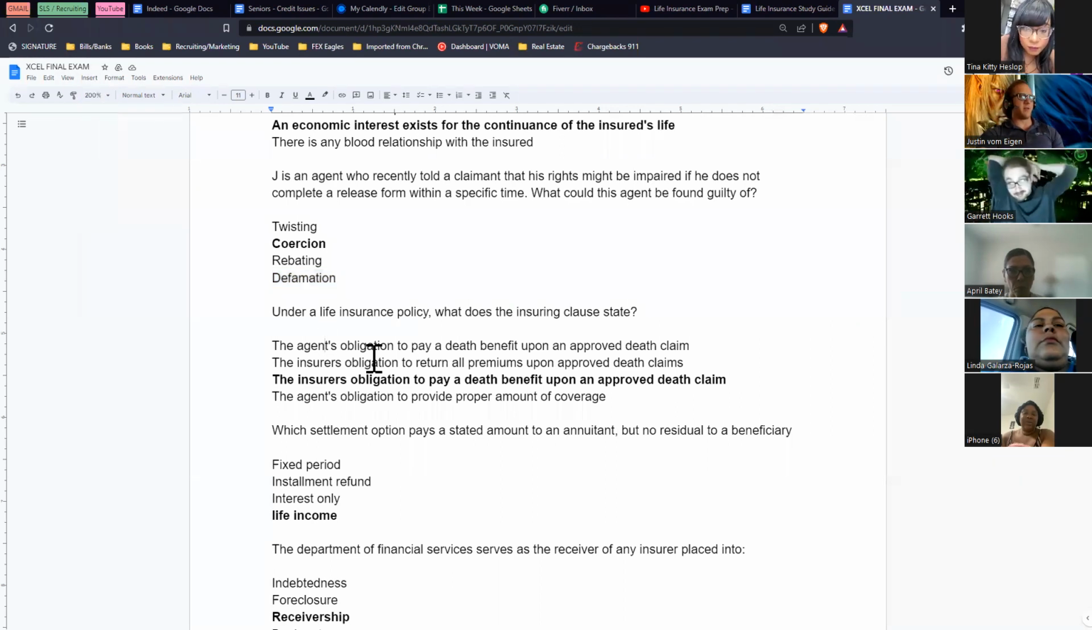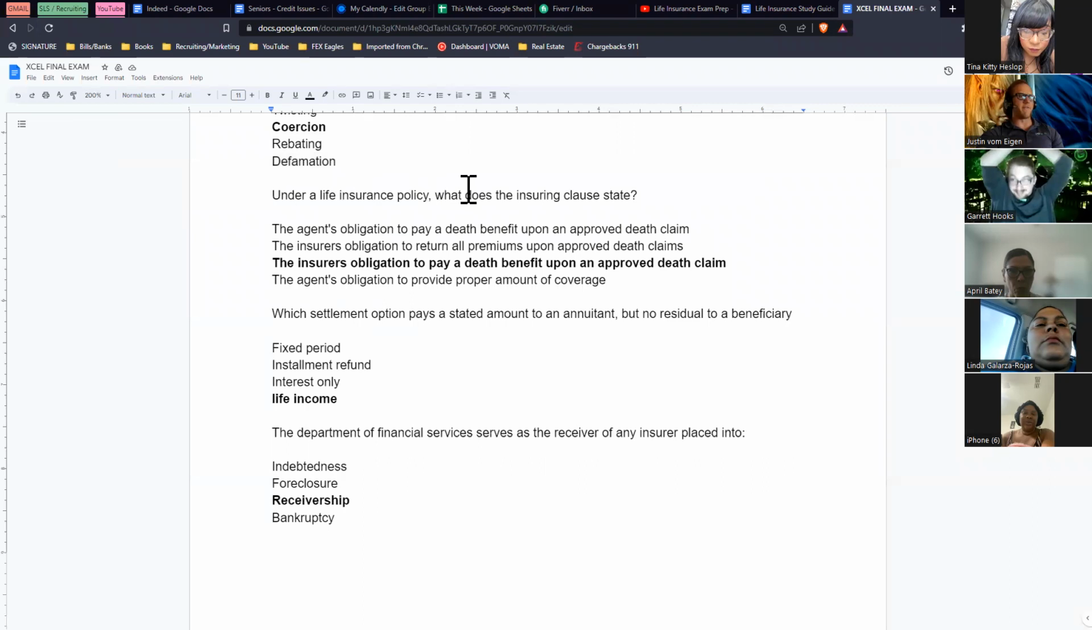All right. So under a life insurance policy, what does the insuring clause state? The agent's obligation to pay a death benefit, the insurer's obligation to return all premiums upon approved death claims, the insurer's obligation to pay a death benefit upon an approved death claim, or the agent's obligation to provide proper amount of coverage. So I think that's pretty obvious, right? It's one of the more obvious ones.